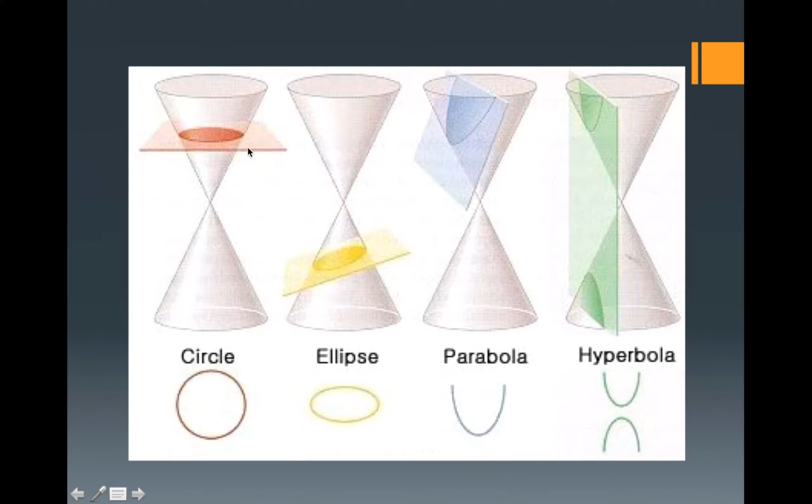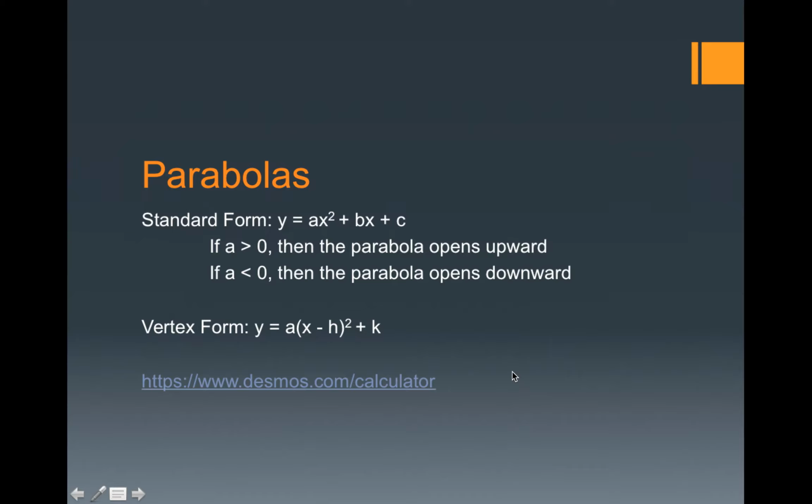So if the plane is parallel to the bottom of the cone, we get a circle. If we tilt that plane a little bit, then we get an ellipse. If we line the plane up with the side of the cone, we get a parabola. And if we extend that parabolic plane, per se, then we get these two parabolas, which actually are both collectively referred to as a hyperbola, one hyperbola.